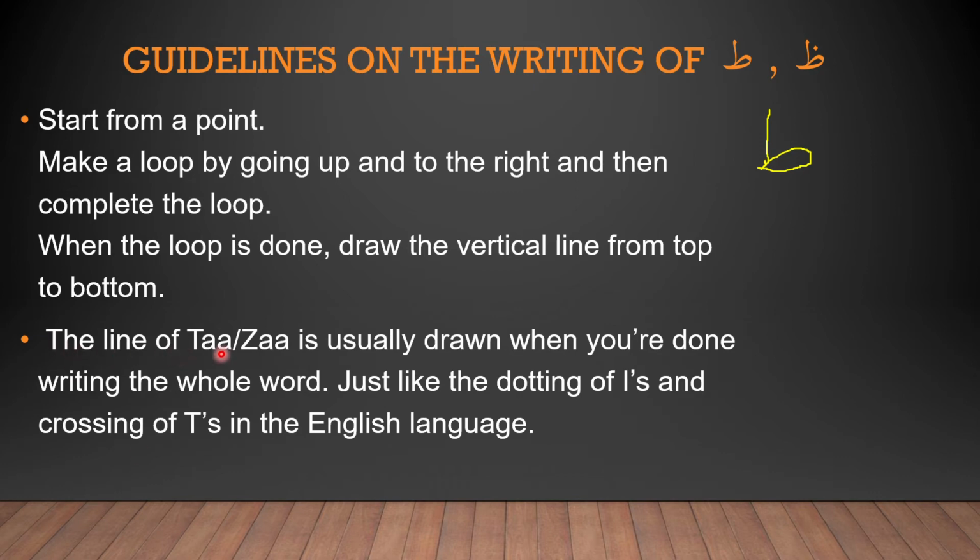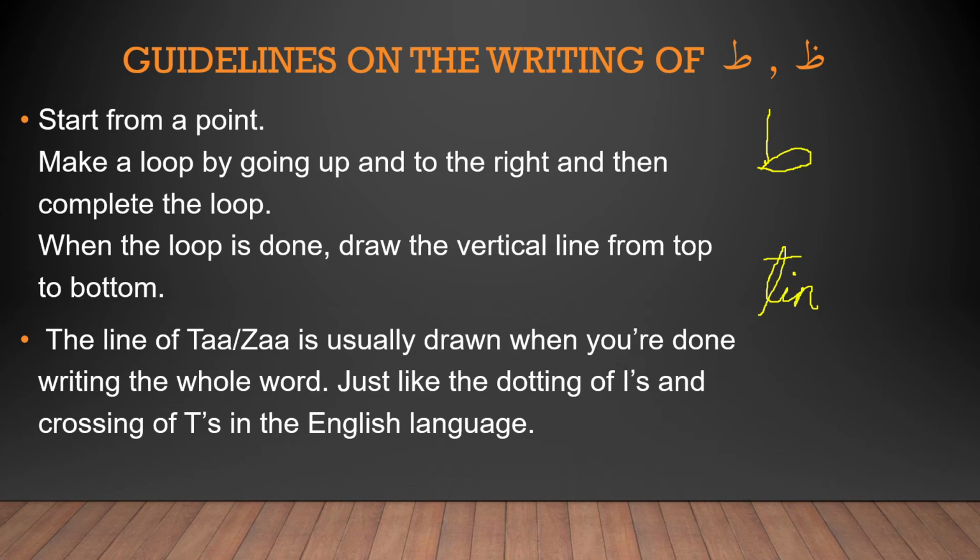The line of Taa, Zhaa is usually done when you're done with the words, just like the dotting of I's and the crossing of T's in the English language. So when you're writing in cursive, for example, writing a tin, it's a small word, a tin. But when you look at this, it doesn't look like a tin, it looks like an L. So after you complete the whole word in cursive writing, you cross your T's and you put a dot on the I, right?